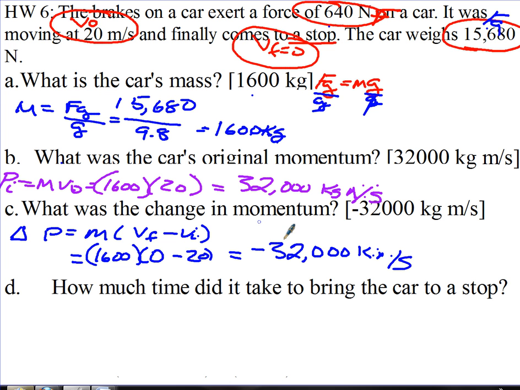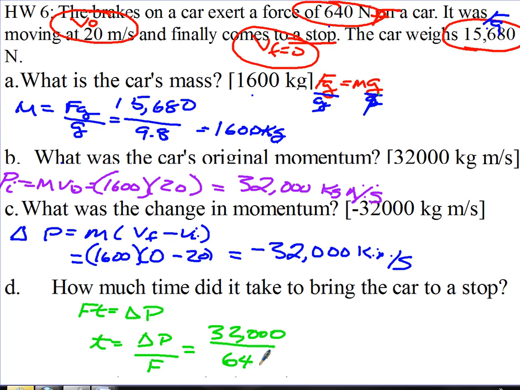Now, how much time did it take to bring the car to a stop? This seems like a trick question, but it's really not. I want to use the impulse momentum theory. Ft equals change in momentum. So I want to know how much time. The time is just going to be the change in momentum from part C divided by the force applied. So this is going to be 32,000 kilograms meters per second divided by the force of 640 newtons, or 50 seconds.